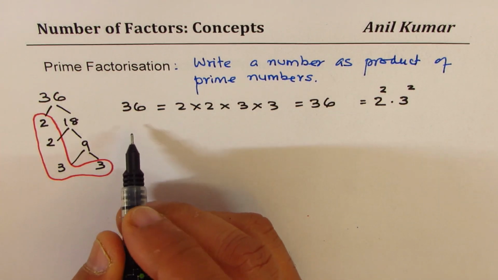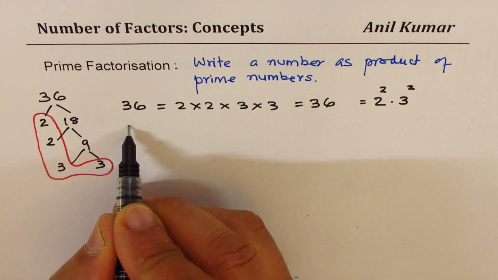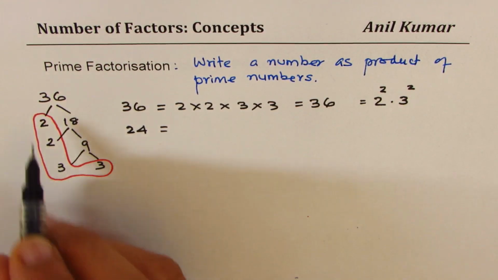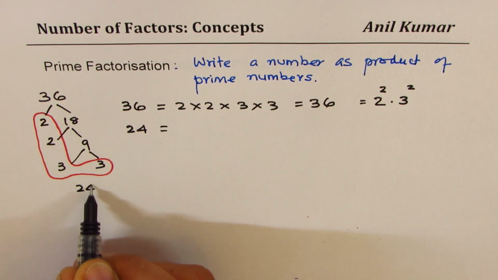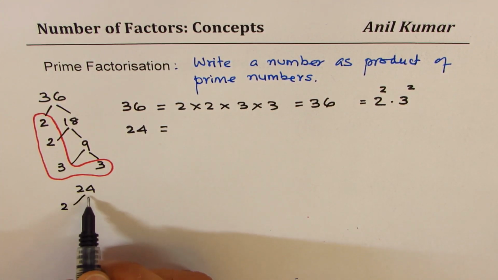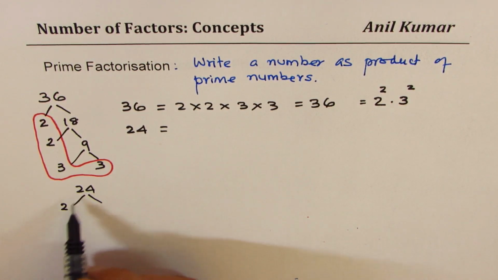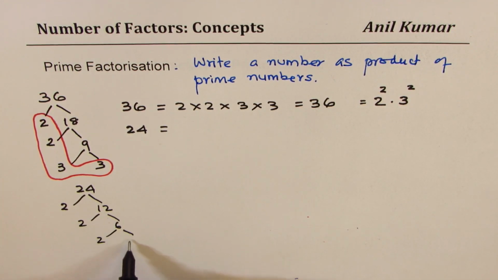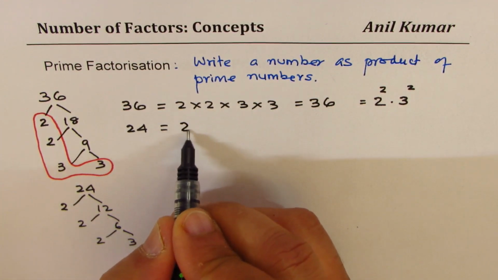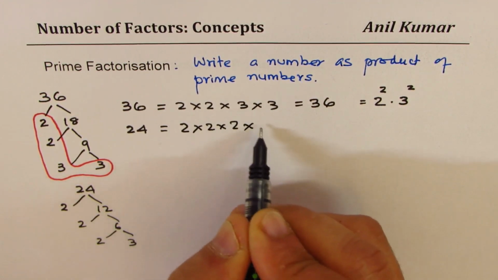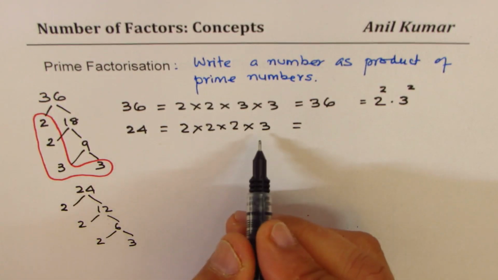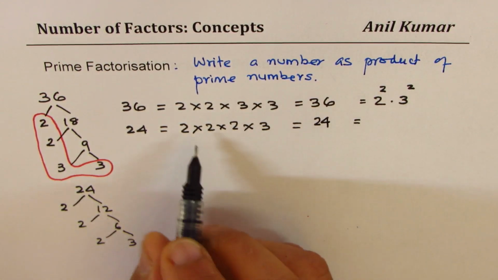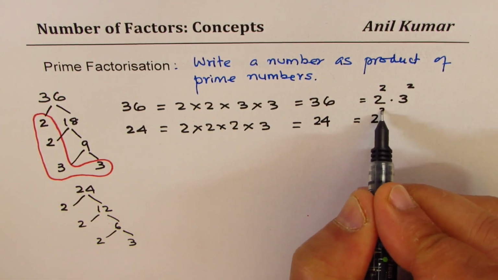Let's take one more example. Let's take the number 24 once again, right? Let me make a tree like this. 24 could be written with prime numbers. So 2 times, since it is even, 2 times 12, and then 2 times 6, and then 2 times 3. So in this case, 24 is 2 times 2 times 2 times 3, and when you multiply, you will get 24. Perfect. So you can check this result. And we could write this as 2 cube times 3.